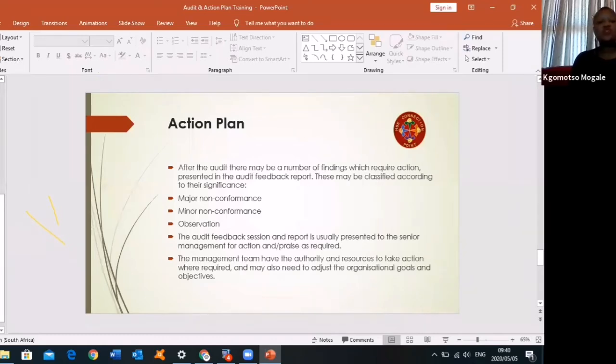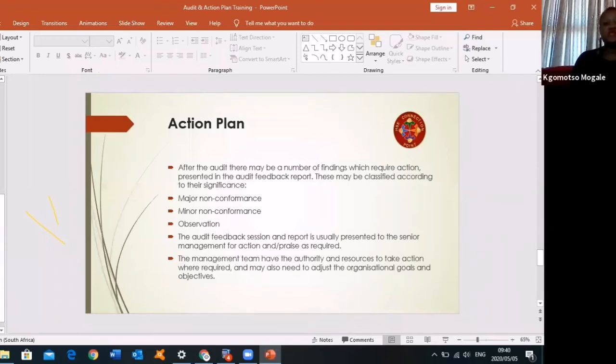And also, there will be observations. So some of the things will just be an observation. The auditor will just say, okay, this is my observation, not necessarily that the company is at fault or this needs to be changed. He or she will make an observation. And the audit feedback session and report is usually presented to senior management for action and praise as required.